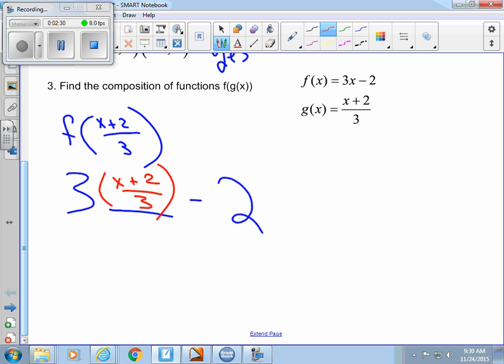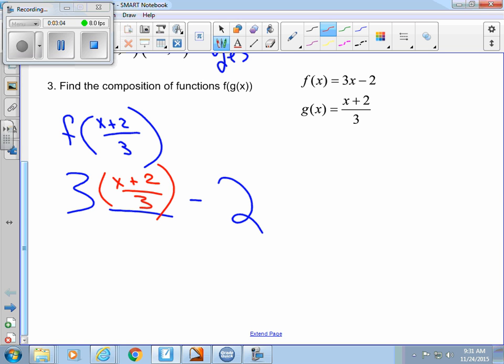Any questions so far? We're going to simplify it. How do you deal with the 3 times x plus 2 divided by 3? You could split the bottom and multiply. Let me say that again. Everyone listen to this. Y'all listening? 3 times x plus 2 divided by 3.